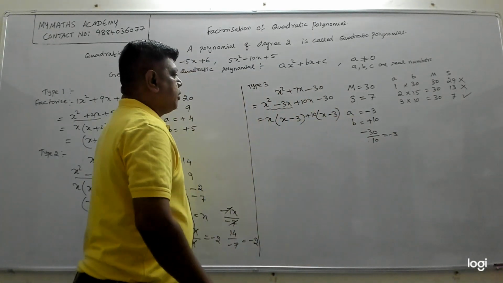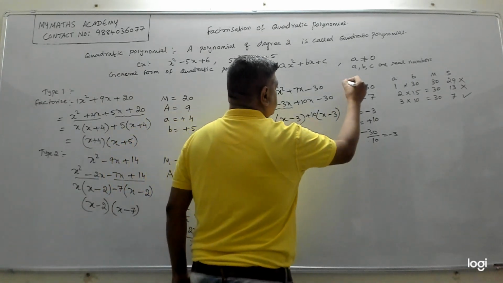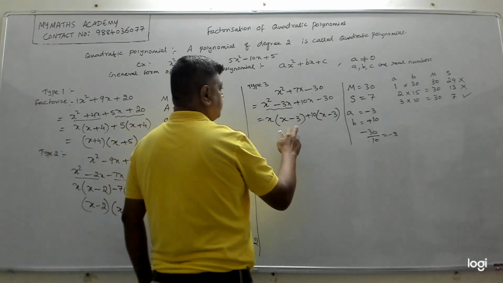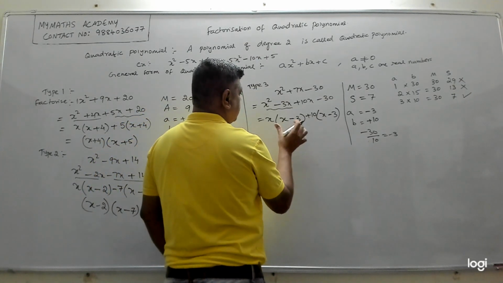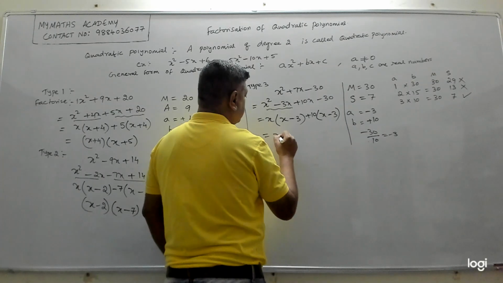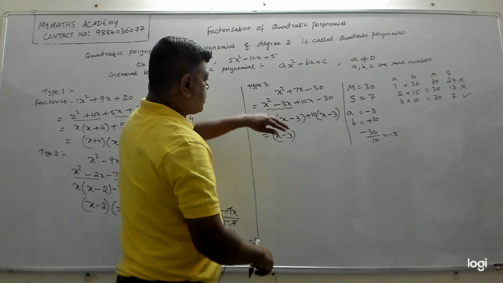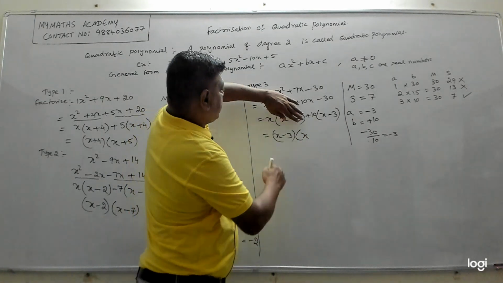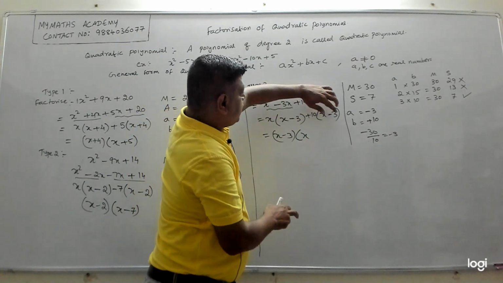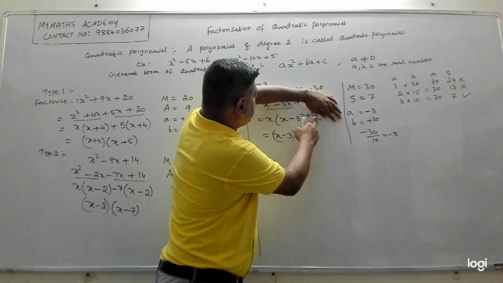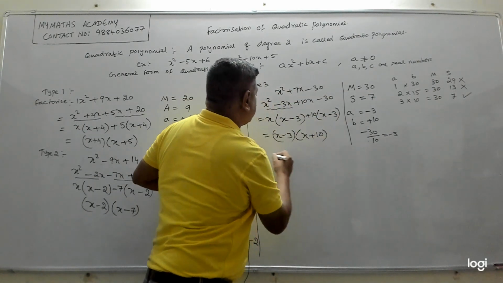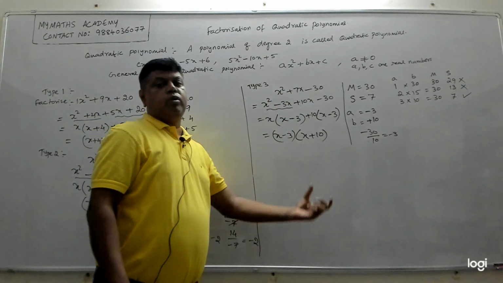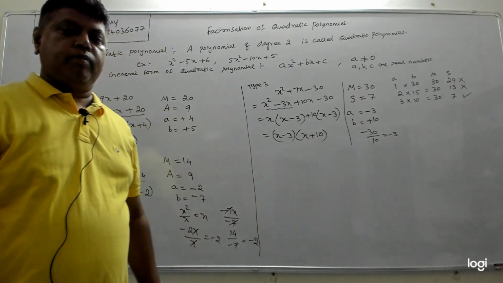Close. Now from these two, again, so this is a rough work. From these two, what is common? This term and this term, x minus 3 is common. Now if I take x minus 3 common, from this I will have x. From here, if I take out x minus 3, then plus 10 will be there. So this is how we have factorized. So the factorization of this is x minus 3 into x plus 10. Clear?